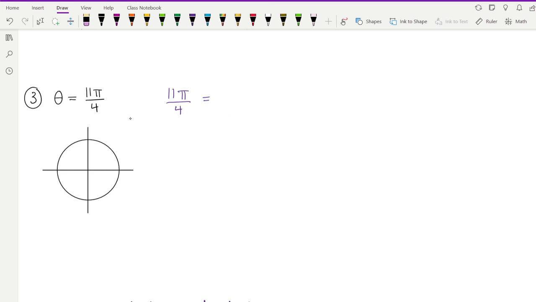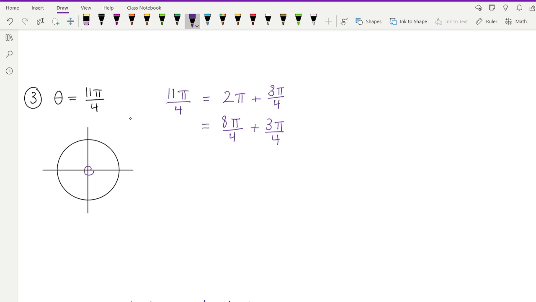And so this is going to be equal to 2 pi plus something. So how much bigger than 2 pi is this? Well, we can rewrite 2 pi as 8 pi over 4. And then we can see from there that we're missing 3 pi over 4 in order to get to 11 pi over 4. And so our angle is going to be 2 pi plus 3 pi over 4. So what is this angle going to look like? Well, it's going to involve going all the way around. So this would be our 2 pi portion. And then it's going to keep going to 3 pi over 4.